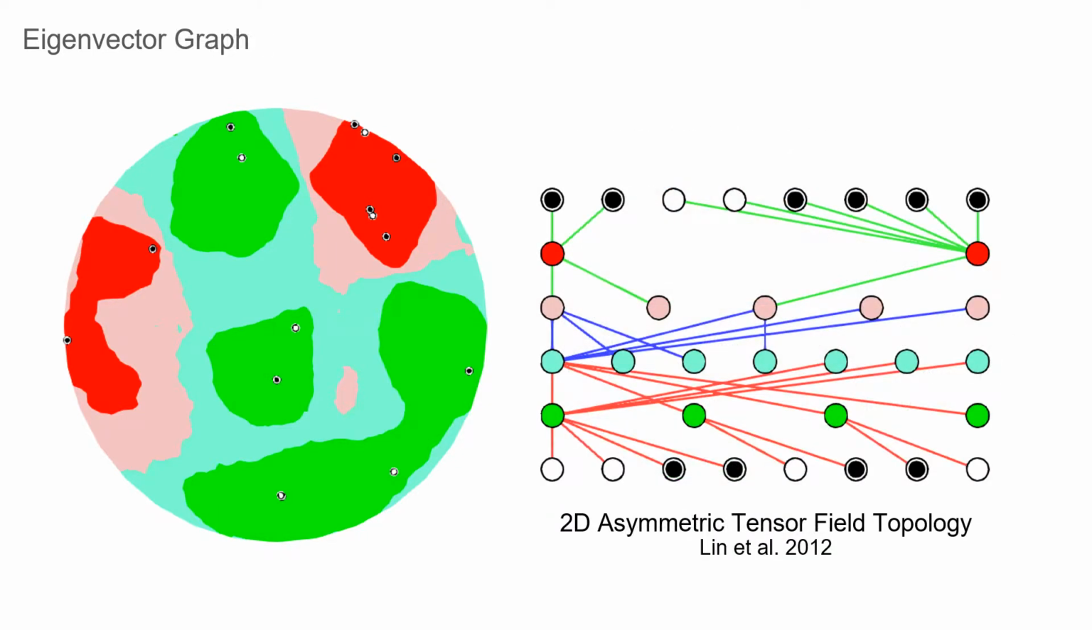In 2012, the notion of eigenvector graph was introduced. Nodes are connected regions in the data that have the same eigenvector classification. Degenerate points are also considered as nodes in this graph. The edges in the graph indicate adjacency information between the regions. For degenerate points, their corresponding nodes are connected to their container regions, which must be complex domains.